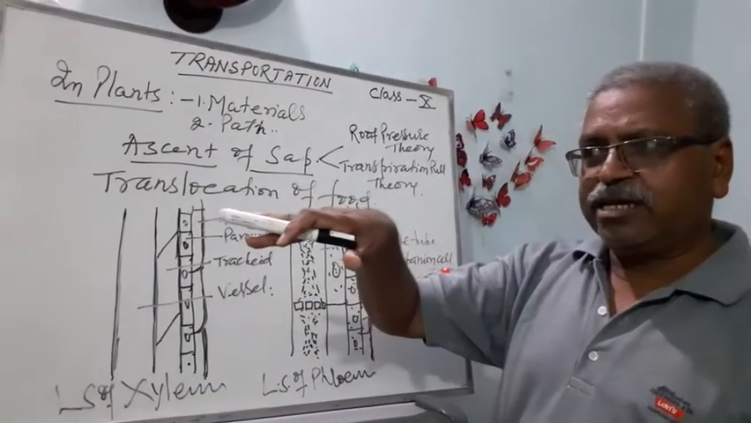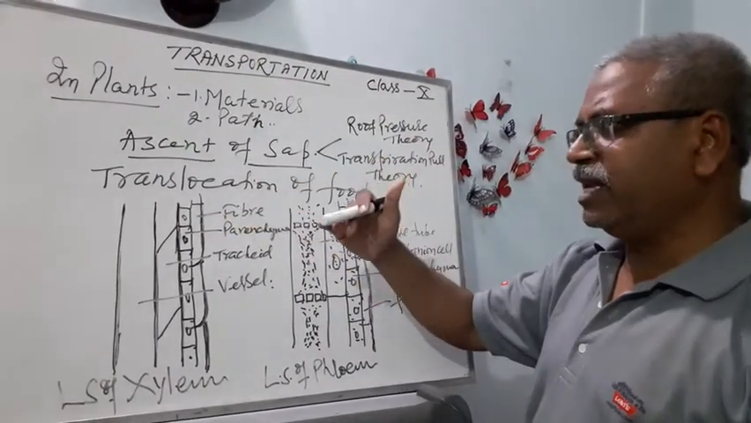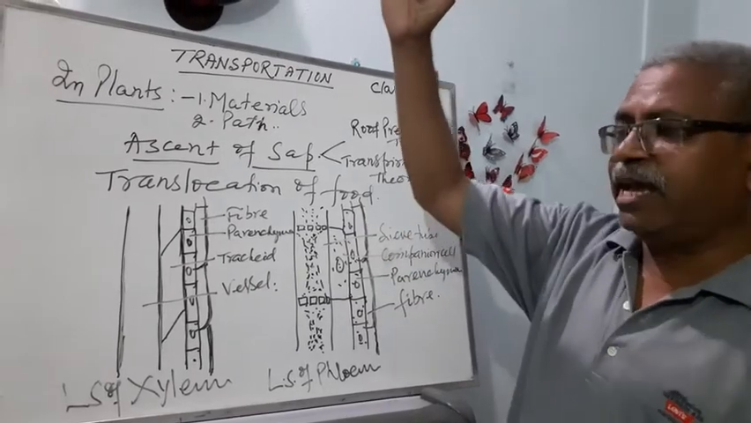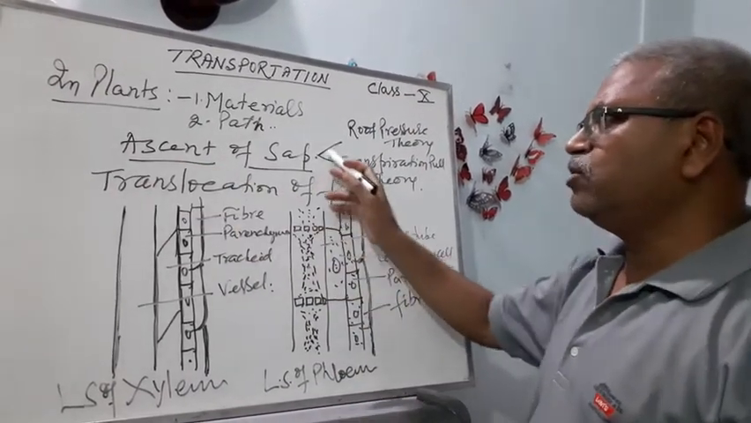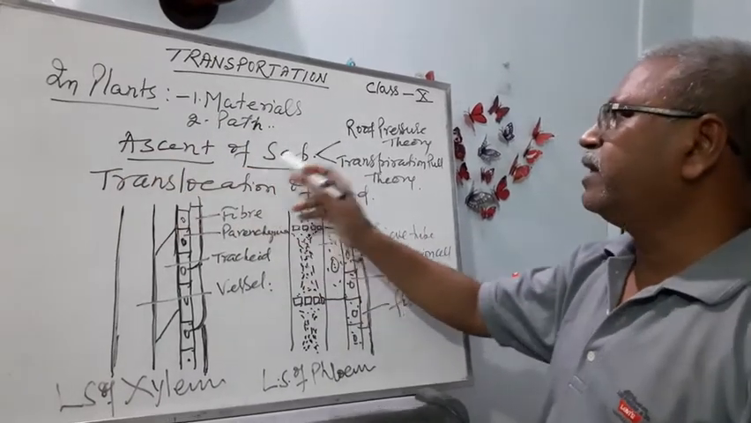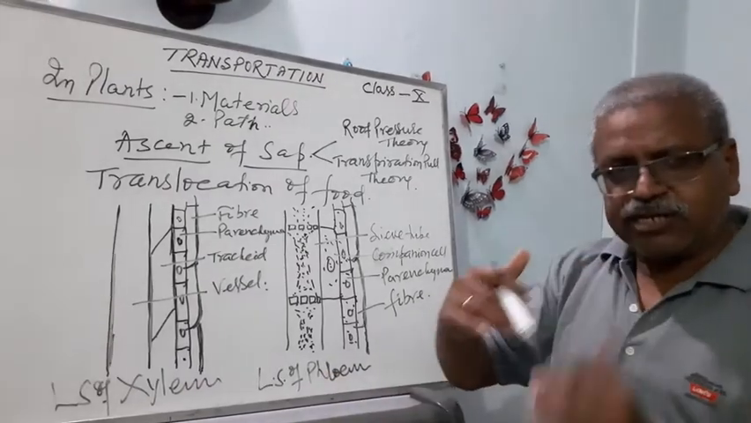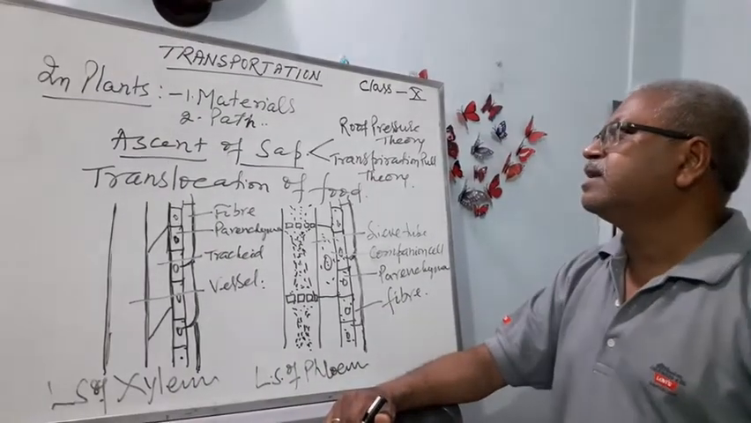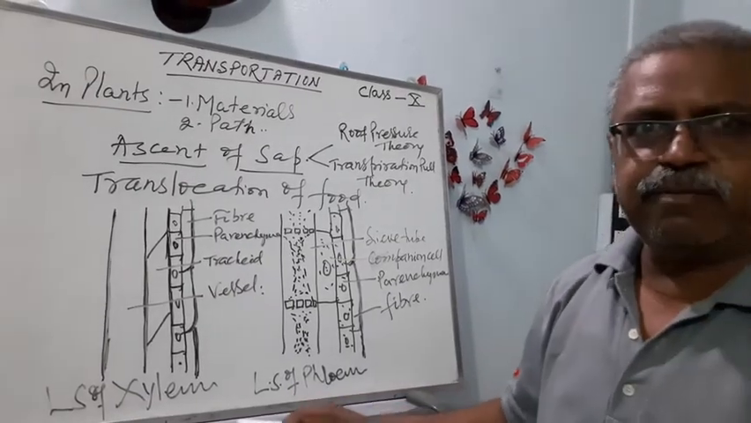First, horizontal transportation of the water and minerals occurs, and then from the xylem of the root to the xylem of the leaf, the process is known as ascent of sap. Now, the question is how the ascent of sap occurs. A number of theories have been proposed from time to time.